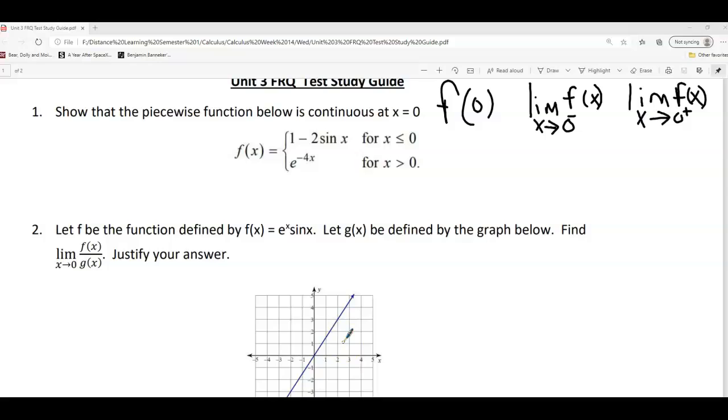You want to start by finding the value of your function and the value of the limit from the left and the value of the limit from the right. So the value of the function is you're going to use the piece that has an equal sign attributed to it. And so we're going to do this.